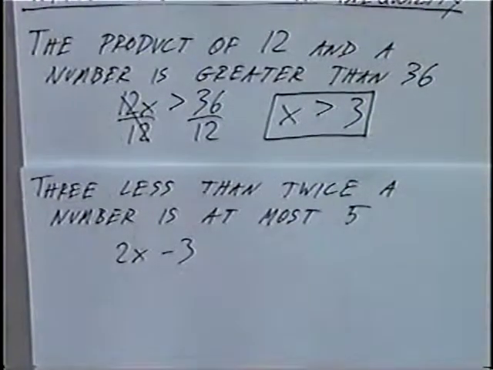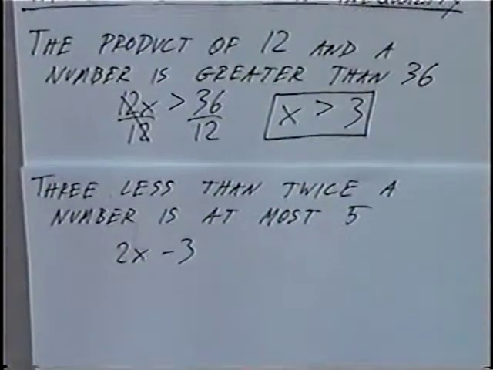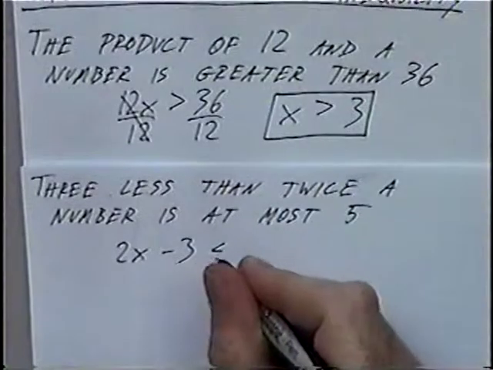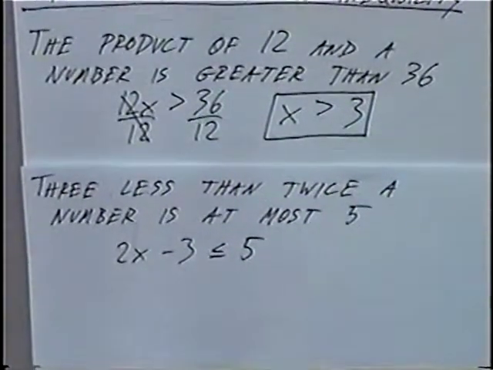Is at most 5. That means the highest it can be is 5. It must be 5 or less. In terms of inequalities, that means it has to be less than or equal to 5. So the inequality is 2x minus 3 less than or equal to 5.